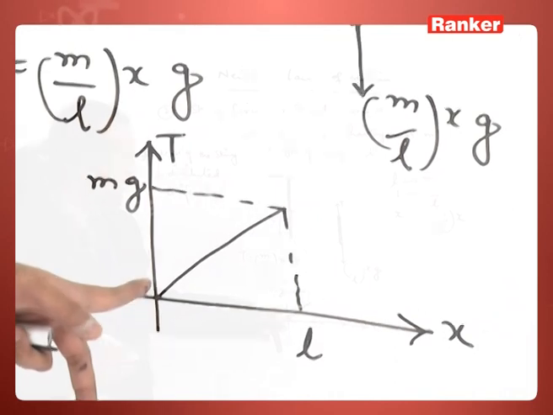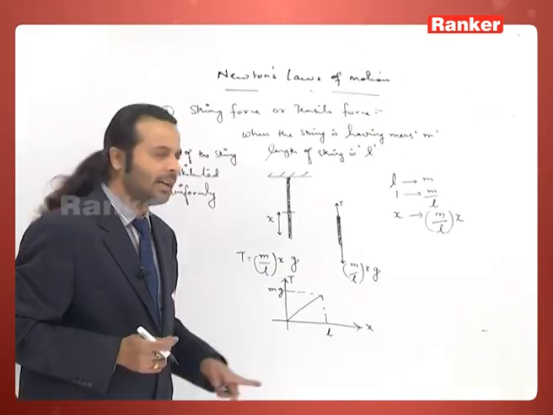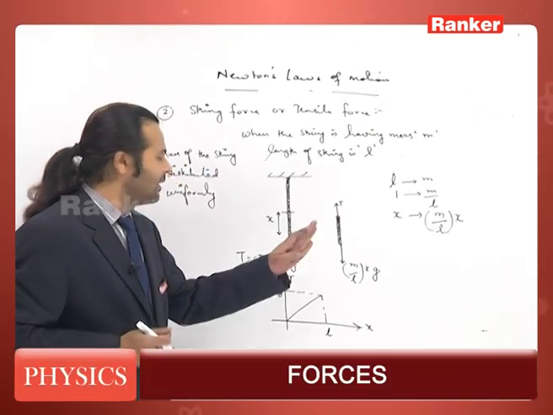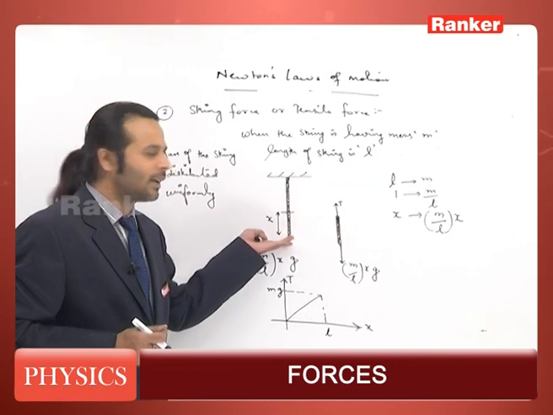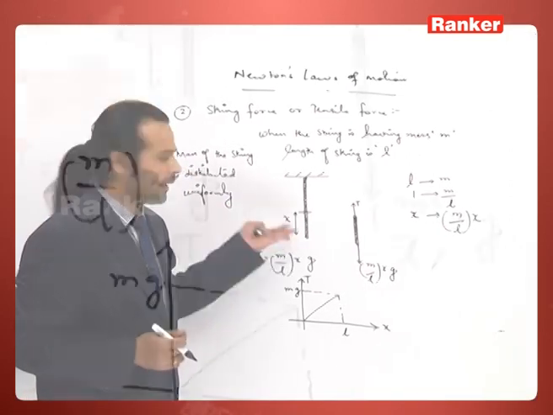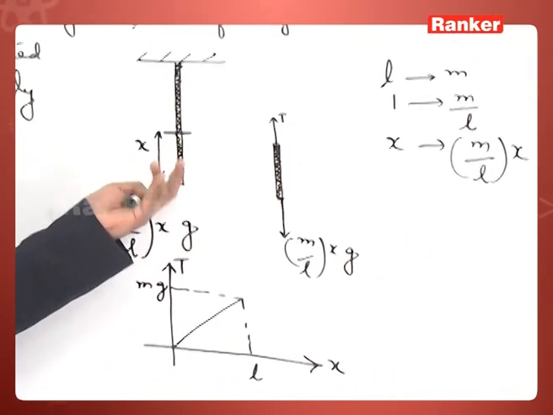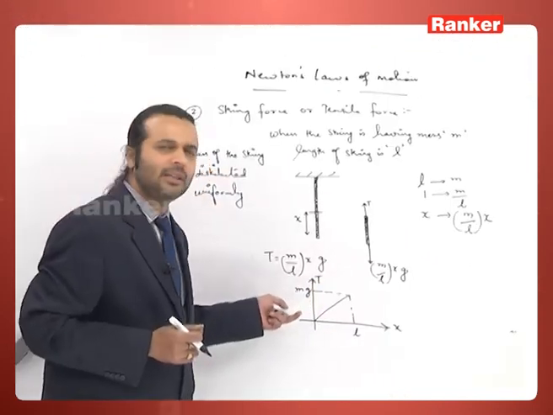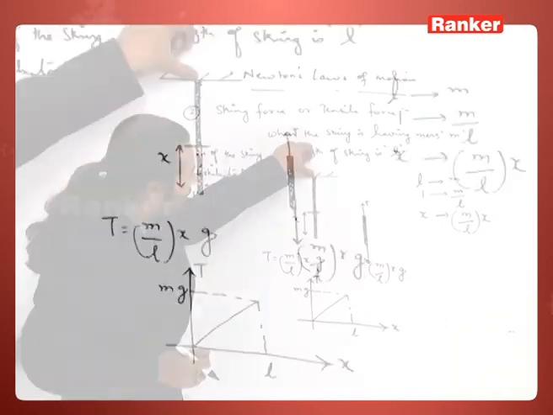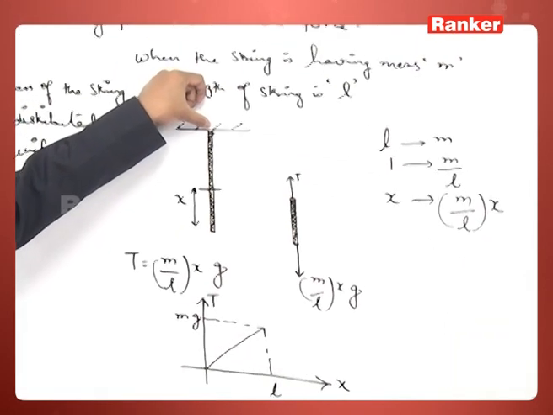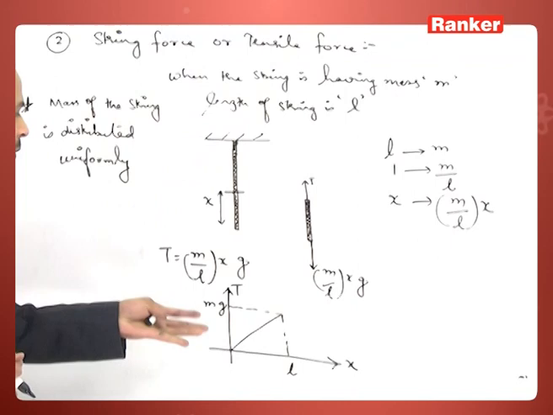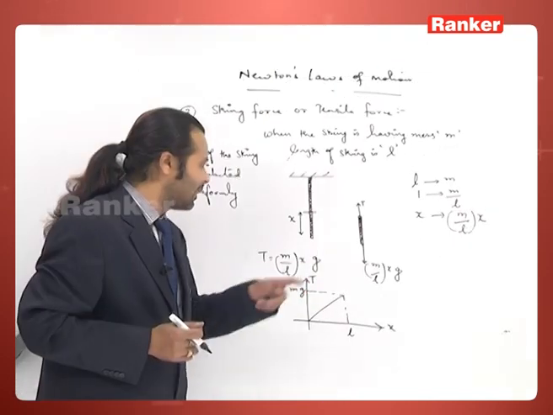The graph is certain like this. The tension is increasing linearly with the increase in the position x. That means when x increases, the mass of the string is increasing, so the tensile force is increasing. At the topmost point, the tensile force will be maximum. That will be equal to the weight of the string, which I said over here.